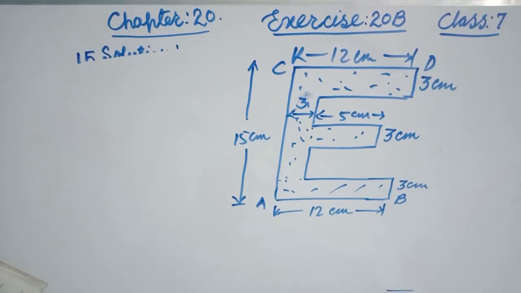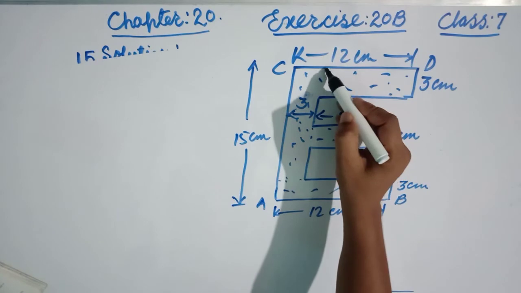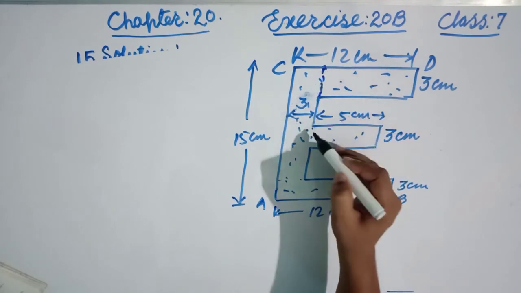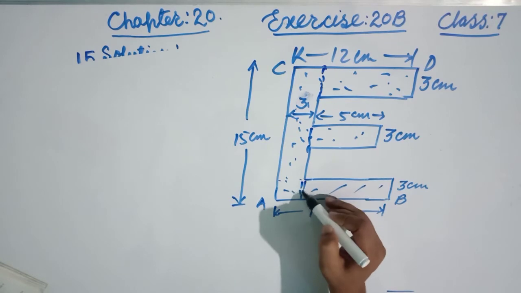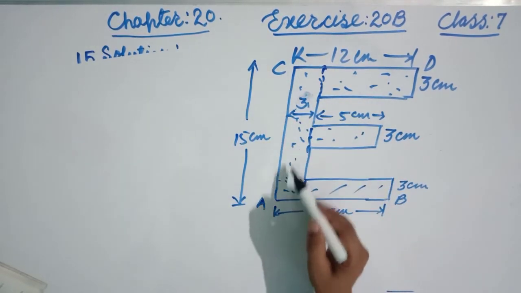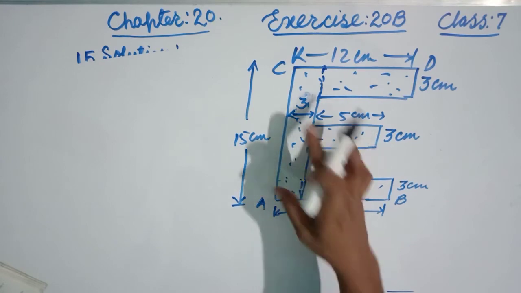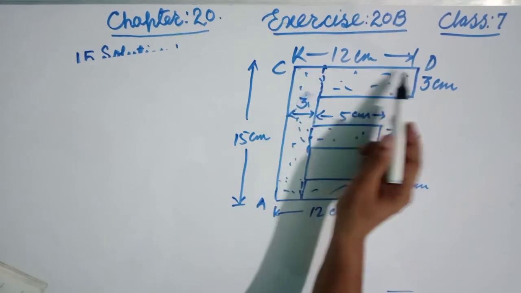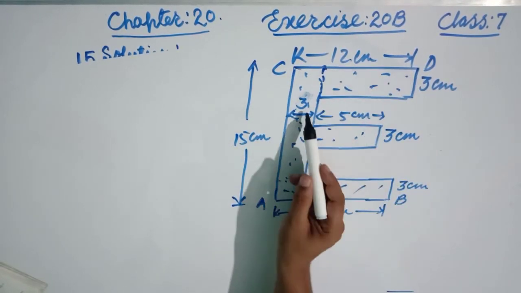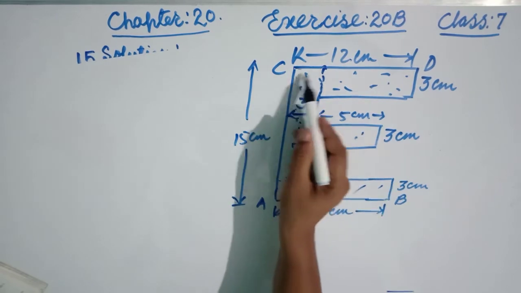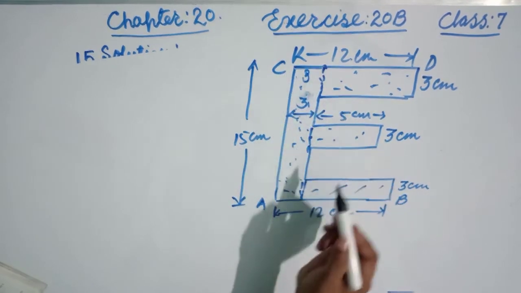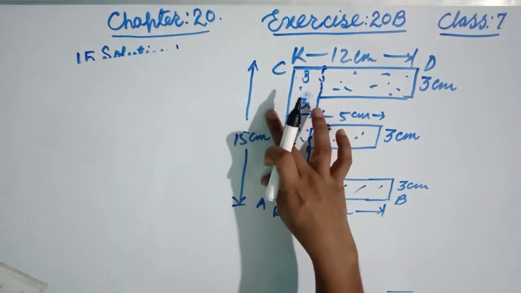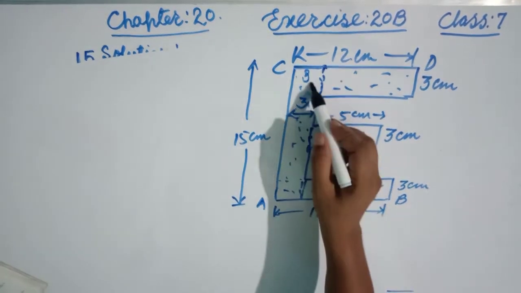Now see friends, have a look, this is the total length. Suppose we consider the join, we are going to join here. Now friends, look at this portion, it looks like a rectangular shape. So the length is known but the breadth is unknown. How can we find the breadth? Look at the total, here the total length is 12, and this is 3, this is also 3 centimeter. So now here the length is 15 centimeter and the breadth is 3 centimeter for this shaded portion.